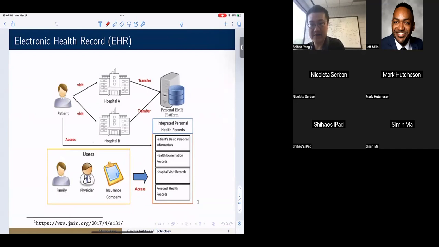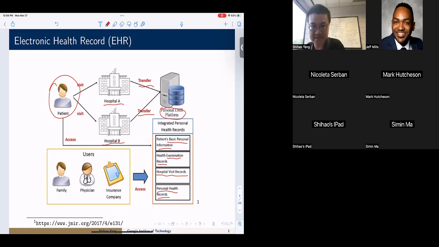All right. I think everyone now is very familiar with electronic health records. This is just an animation of how this data works and how it is actually collected. Whenever a patient visits a hospital, regardless of whether it's A or B, those data get stored in the medical EMR platform. This platform is an integrated storage hub for basic demographics, lab results, examination records, and hospital visits. Every time you go to a hospital, you have a visit. You also have some personal health records, and family members, physicians, and insurance companies can access it.